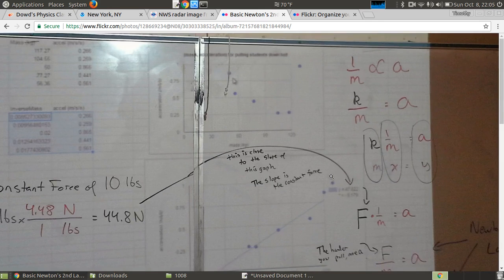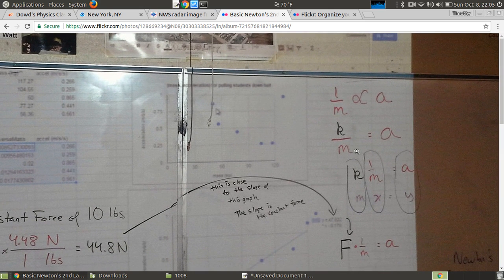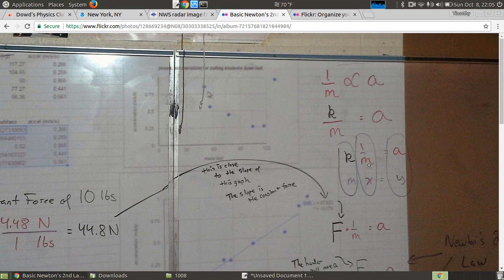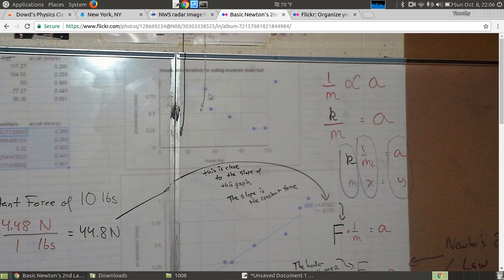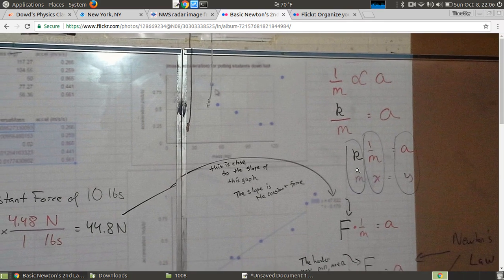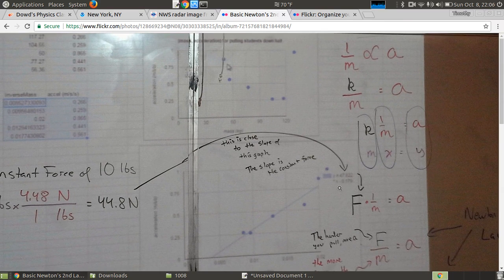So just to recap, we expect acceleration is proportional to 1 over mass. That's the same thing as saying some number k divided by mass is equal to acceleration. If we factor out a k, we see that plotting 1 over m versus a should give us a line, and the slope of that line should be k, the constant.